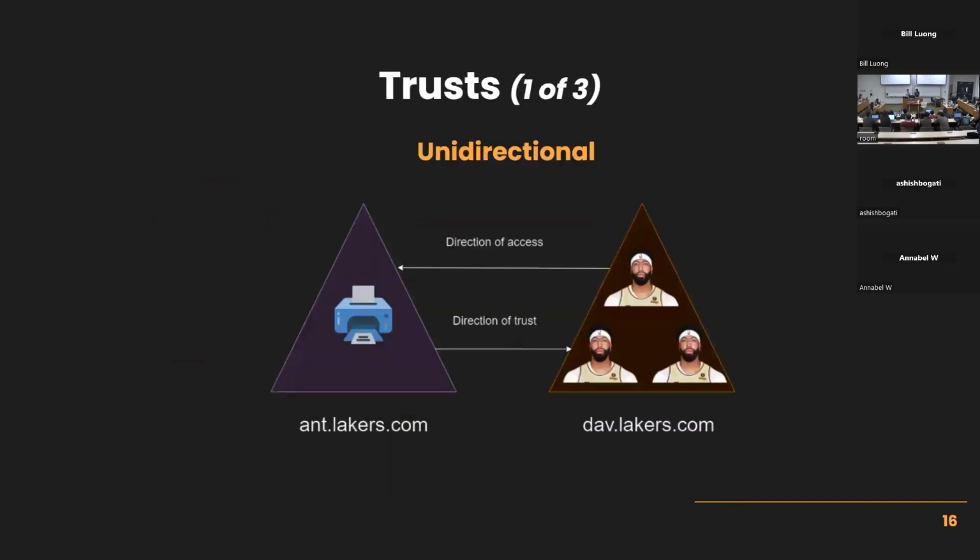It can be its own entity, but it still belongs to the forest. And continuing on with trusts, so we have that kind of triangle triforce that we saw earlier. Essentially there are links between them, and that's what's called the trust. There's directions of trust. So we have ant.lakers.com and dav.lakers.com. Since the direction of trust is to the right, the direction of access is to the left, meaning the right-sided forest can access resources from the left-sided forest, but the left-sided forest cannot access services or resources from the right-sided forest. That's what is called unidirectional trust.